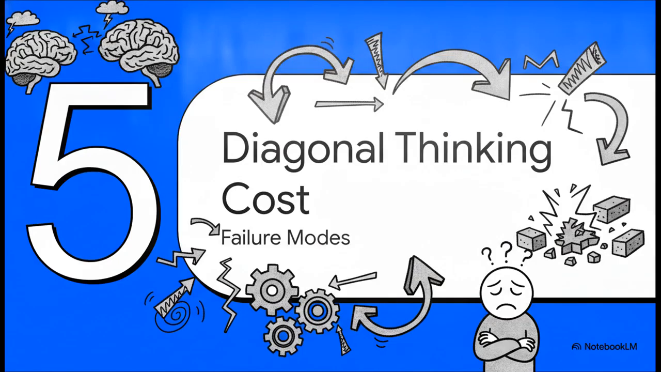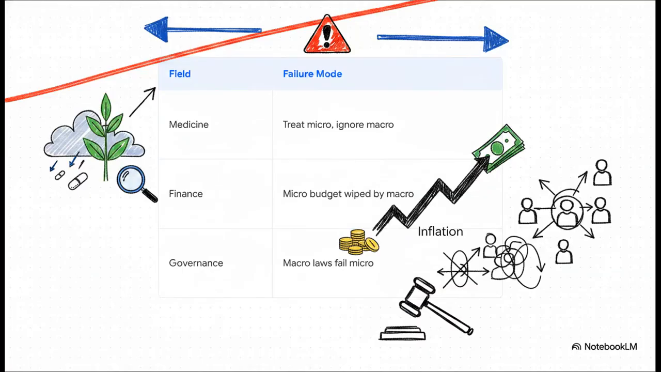Which brings us to our final section, Part 5. The cost of diagonal thinking, failure modes. The danger of ignoring these off-diagonal loops is universal across almost any field. In medicine, treating symptoms with microdrugs while completely ignoring macro lifestyle causes, that's a diagonal failure.